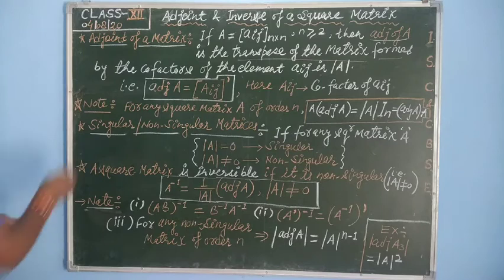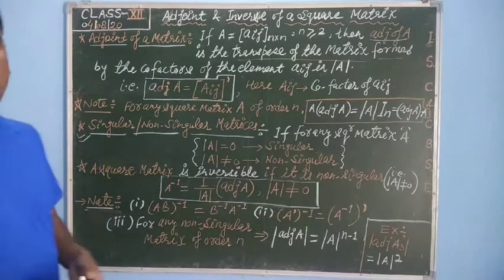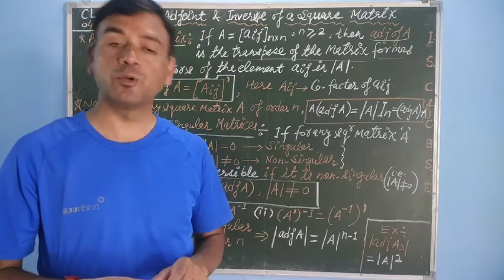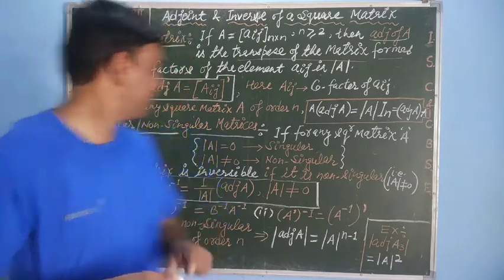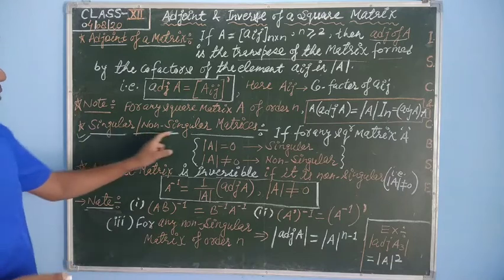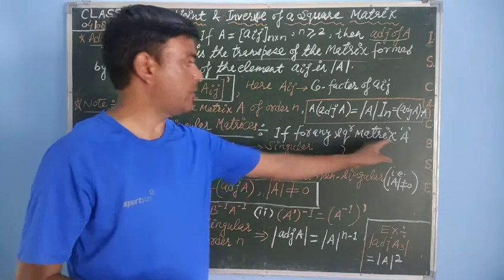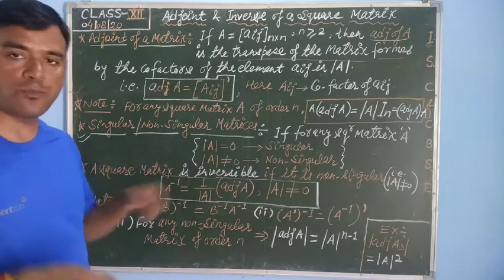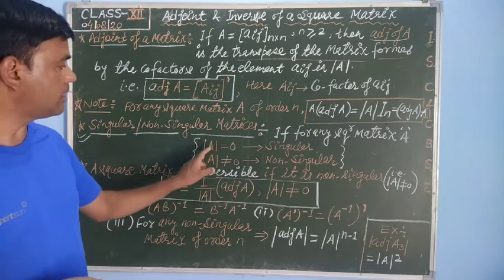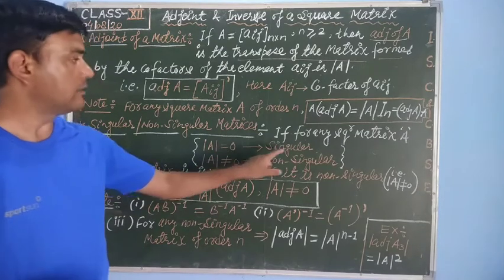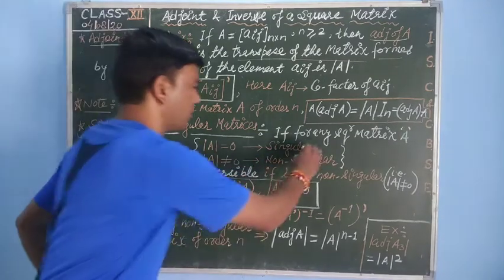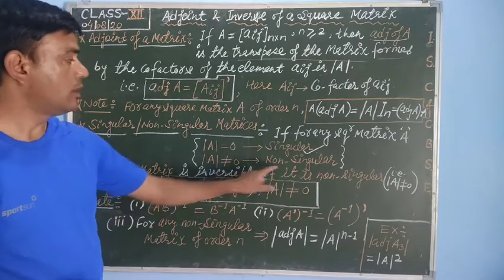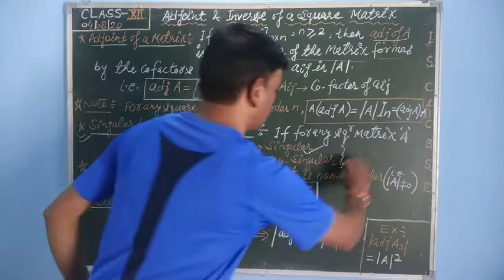Next, it is a very important point: to find the inverse of any matrix we must be familiar with singular and non-singular matrices. See students, singular matrix or non-singular matrix. If we are given any square matrix A, first of all we will find the determinant of that matrix. If the determinant of that matrix is equal to 0, then that square matrix will be singular. If the determinant of that square matrix is not equal to 0, then that matrix will be non-singular.